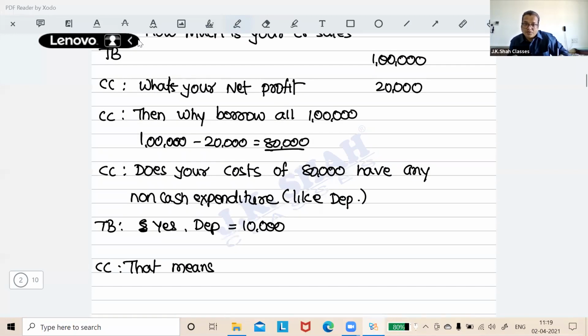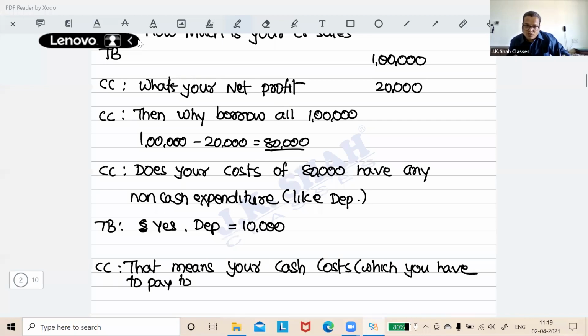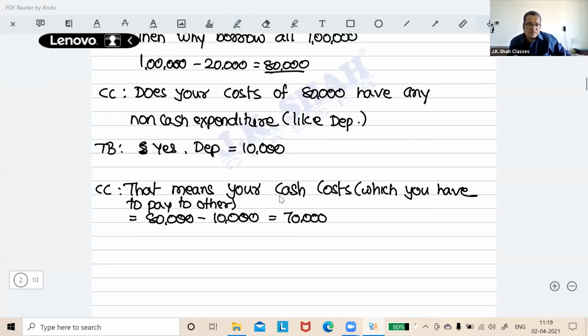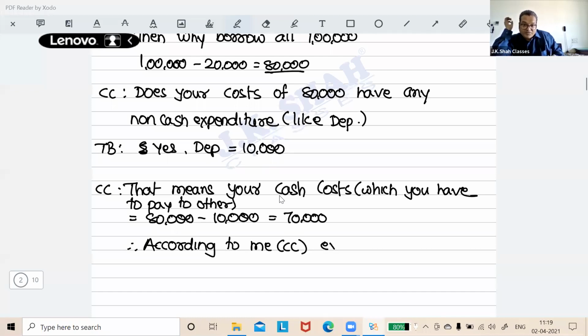that means your cash costs which you have to pay to others is 80,000 minus 10,000. That is 70,000, right? Therefore, according to me, means the CC method, even borrowing 70,000 will be enough.